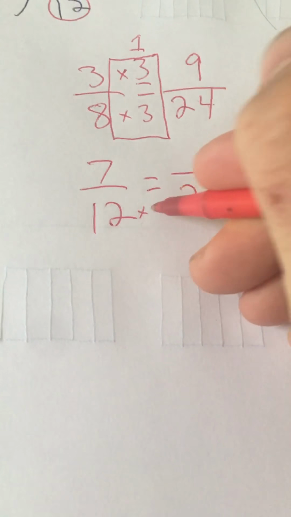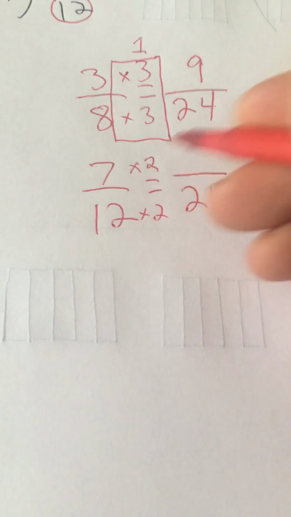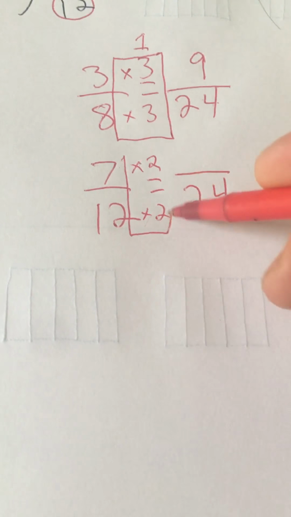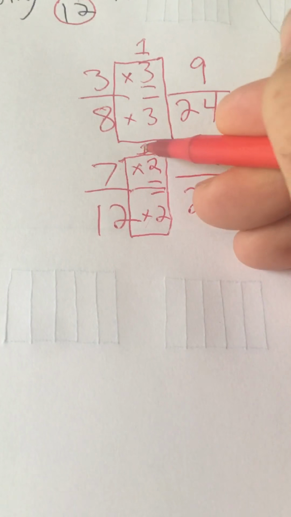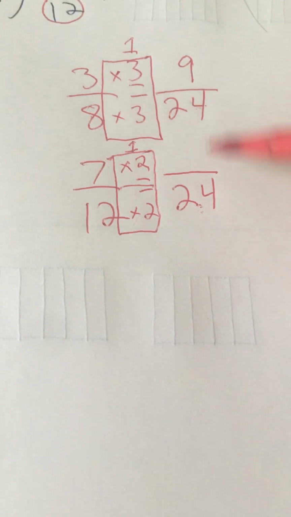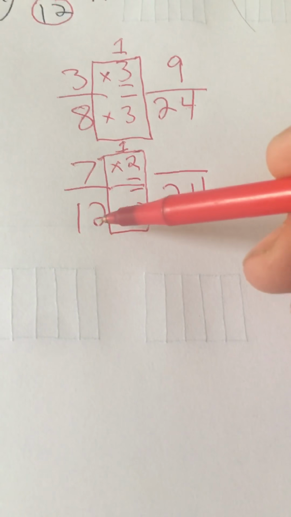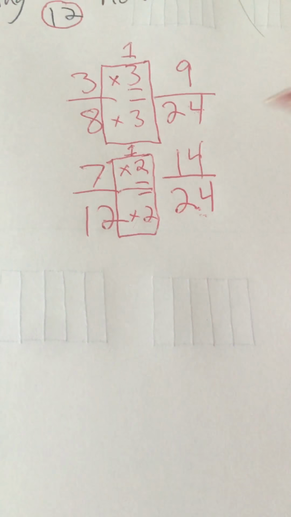12 times 2 got us to 24. So we need to multiply this times the same number. 7 times 2. Because if we multiply that times 2 over 2, it's the same thing as multiplying it times 1. And again, we're not really changing it. We're just making it so that the denominator can be the same as the other denominator. 12 times 2 was 24, so 7 times 2 is 14.